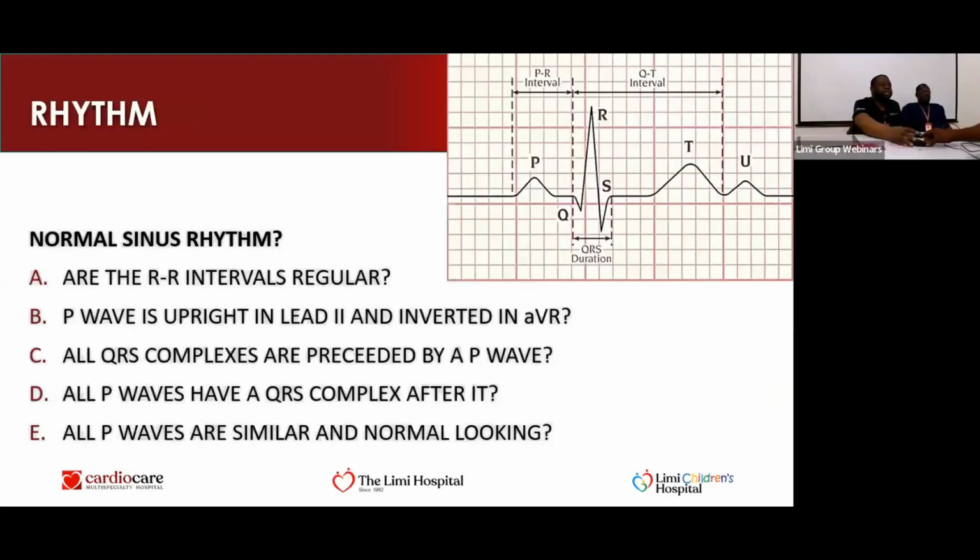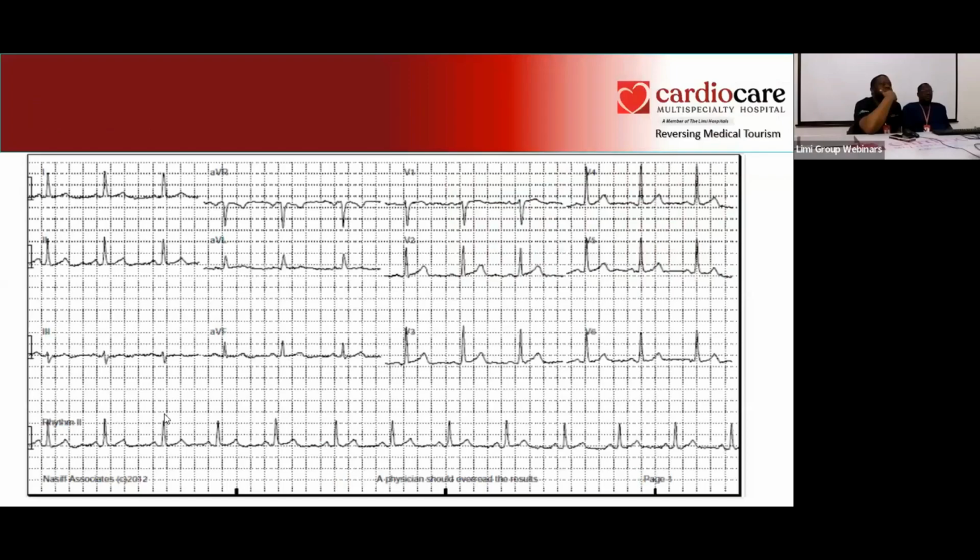The next question we'll ask ourselves is, are all the QRSs preceded by a P wave? Number three. Then number four, do all the P waves have a QRS after it? Then number five, are all the P waves looking the same? So let's look at this ECG now. If you have your sheet that you have downloaded, you are going to use that sheet, because all this information is already there. We have put it up from the Cardiocare website free of charge to Nigerian healthcare workers.